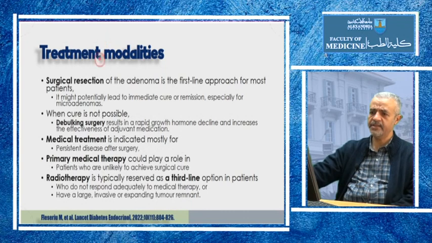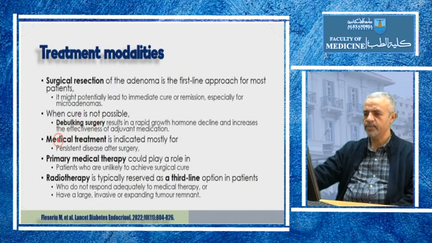The treatment modalities include surgical resection. This is the first line approach for patients. Or if the complete resection of the tumor is not available, then we may go for debulking surgery. Medical treatment should be the second line of treatment. Primary medical therapy may be resorted to if the patients are unlikely to achieve surgical cure. The last line of treatment would be radiotherapy.